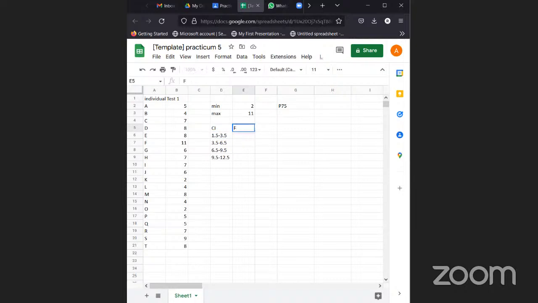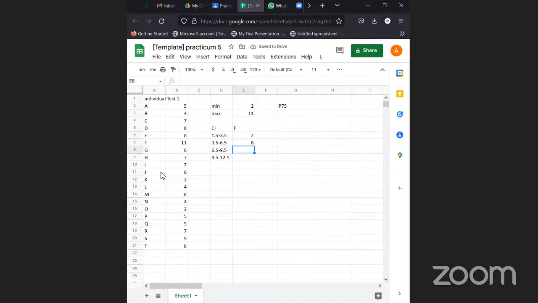So now we're going to assign the frequency. I'm typing it as capital F here. So what are the frequencies that we have from 1.5 to 3.5? How many do we have? We have 1 and 2. Yes, just 2. From 3.5 to 6.5, how many do we have? We have 1, 2, 3, 4, 5, 6, 7, and 8. So we have 8 under our second class interval.